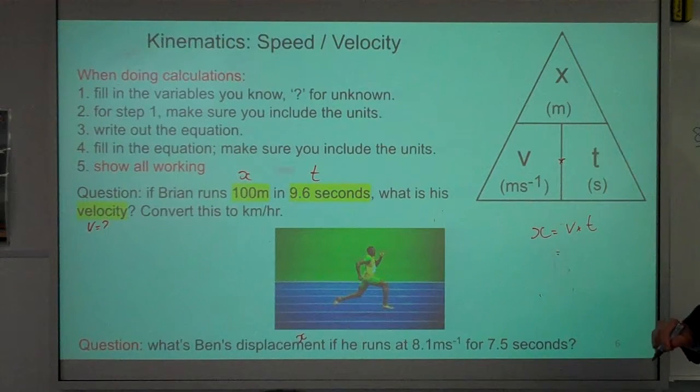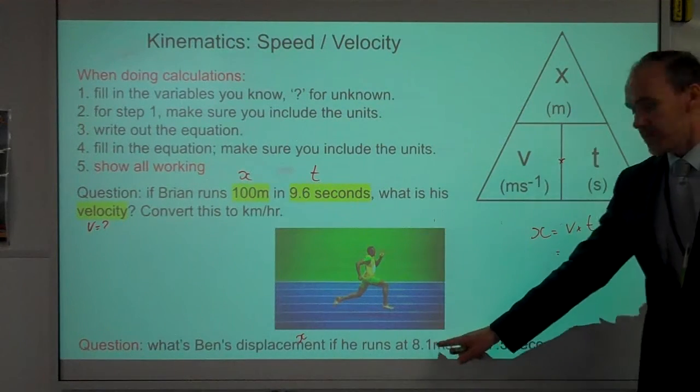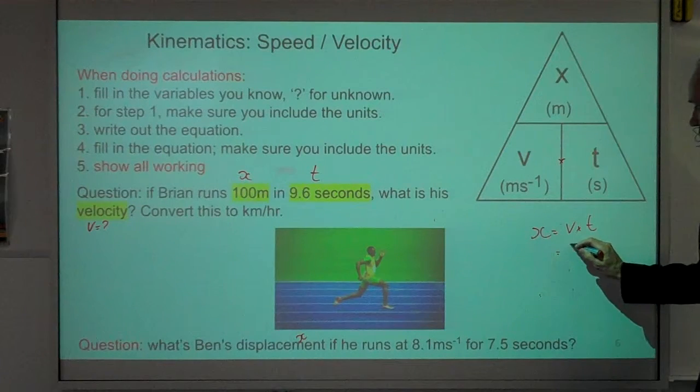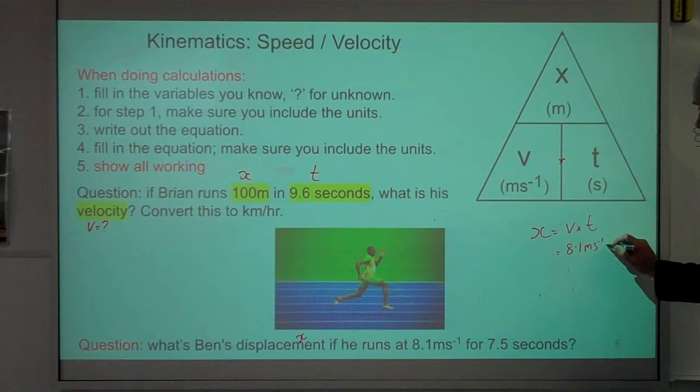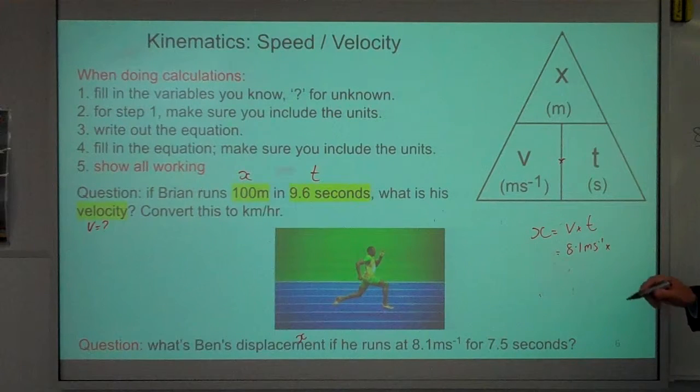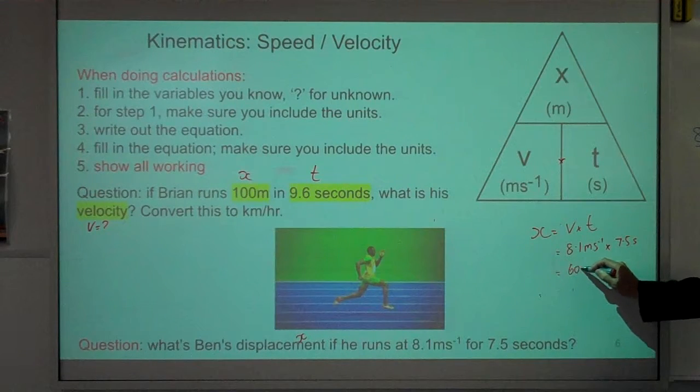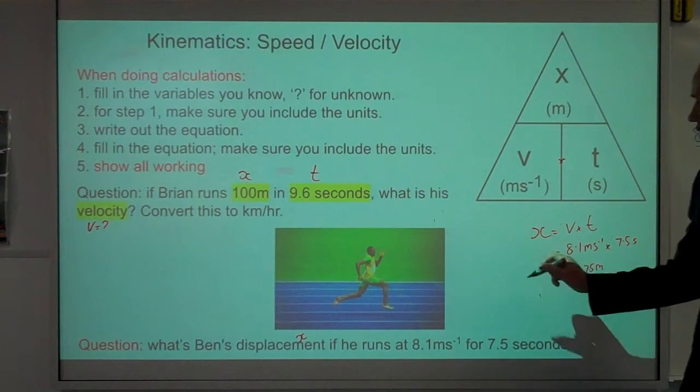So, what's his velocity? 8.1 metres per second. Now, we can go metres per second, or I'll show you a different way of doing it. 8.1 metres per second, and what's his time? 7.5 seconds. Now, what's 8.1 times 7.5? 60.75 metres.